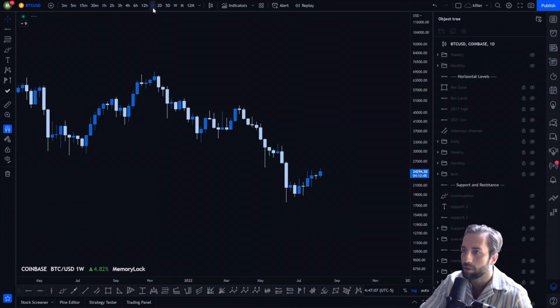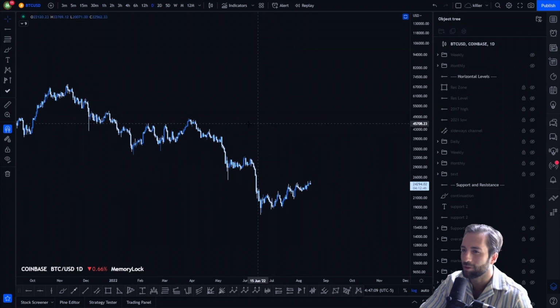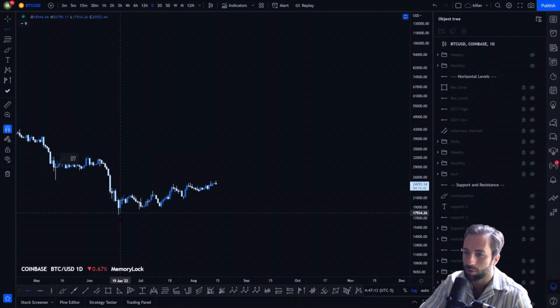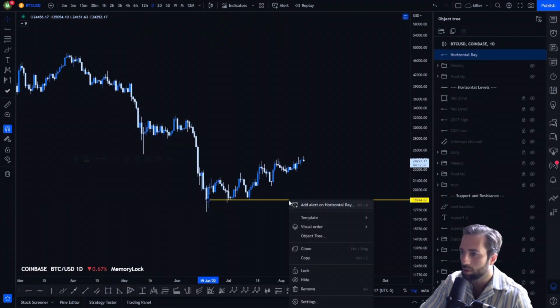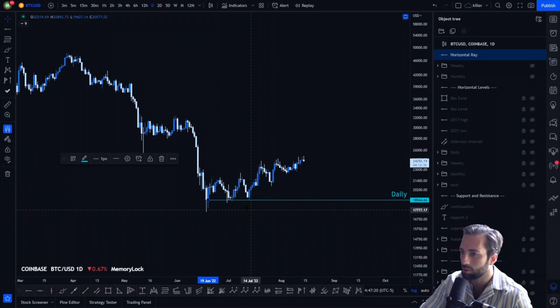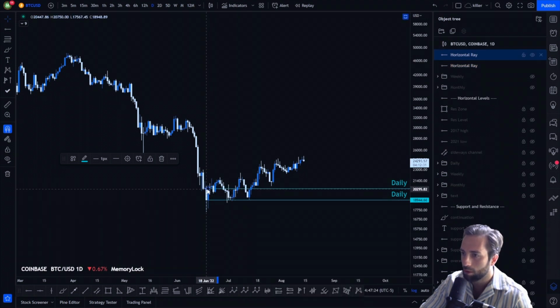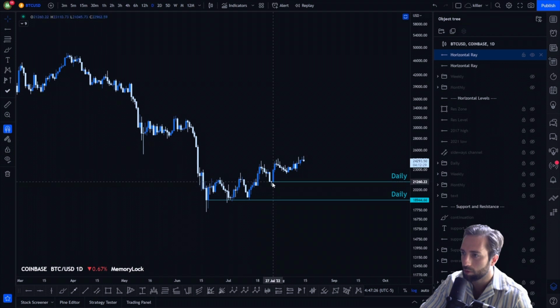And now we'll move on to our dailies. And with dailies, there are so many that oftentimes you want to be a little bit more picky with which ones you mark on your charts. So I'm going to do this one because it's our lowest daily in this most recent downtrend, and it also acted as great support here. Go ahead and clone, put another one here.